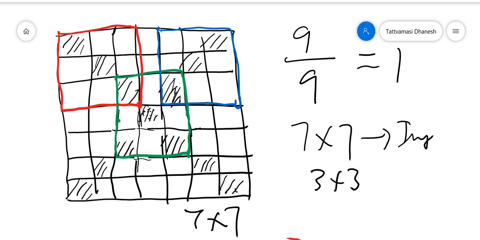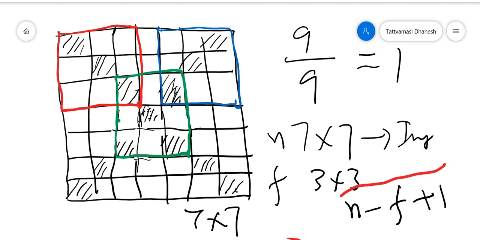Then the map size, you have a formula. The image size is 7. If you take n as 7, and the filter size as 3, it is n minus f plus 1. This is the formula. This will be the size of the map. Are you understanding it? I am going to put all these values in a map matrix. What is the size of the map? That's what I am going to tell you.